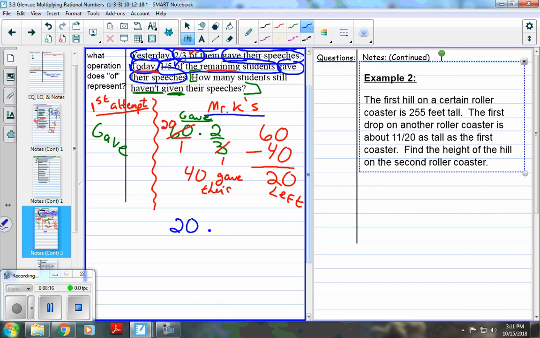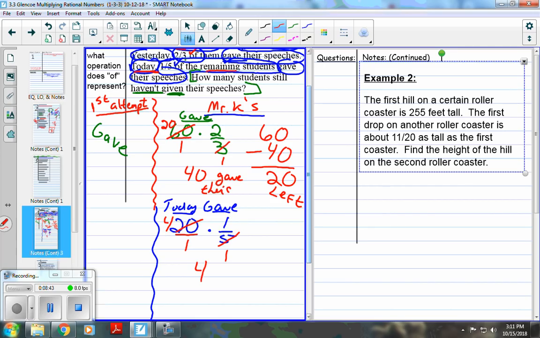1/5 of them gave their speeches, and those are the ones remaining. So let's find out. Keep on squiggling this off, and this is today. Gave. Okay, we can add our 1 in here. Step 2 says to reduce. What number can we reduce in here? Yep, the 5, and this by a 5. So we end up with 4 students.